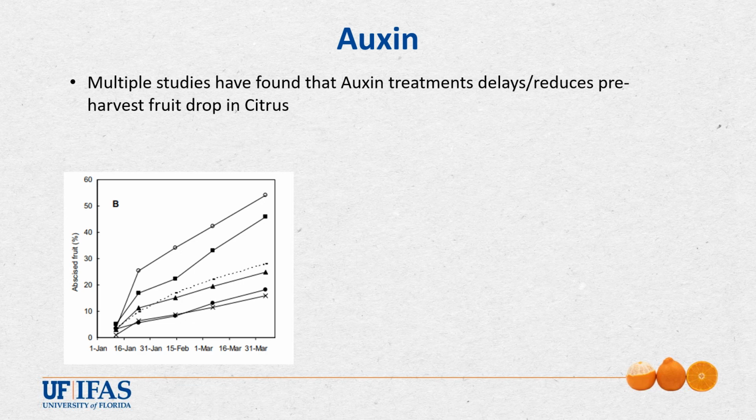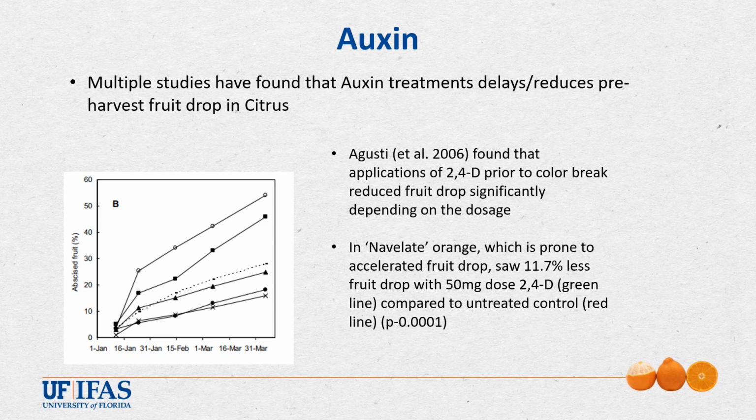Numerous studies have shown that the application of auxin treatments can delay the pre-harvest fruit drop in citrus. Field test studies done by Augusti show that applications of 2,4-D prior to color break in Navelate orange, a variety that is considered highly susceptible to pre-harvest fruit drop, reduced fruit drop significantly depending on the dose applied. The higher dose tested, which was 50 milligrams applied, which is demonstrated by the green line, saw 11% less drop than the control, which is marked by the red line.